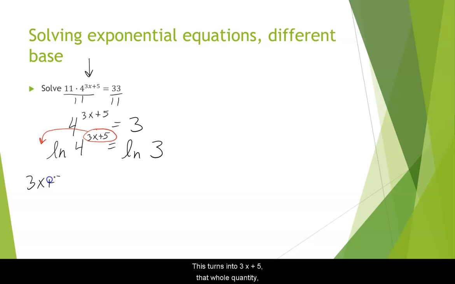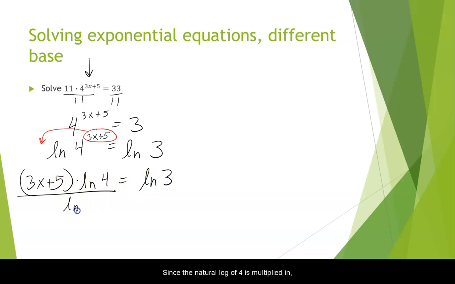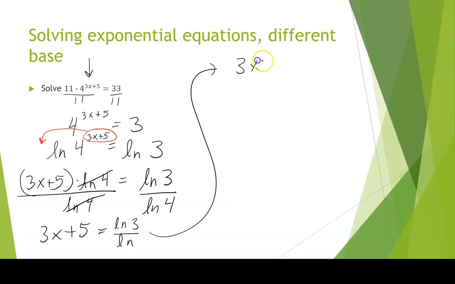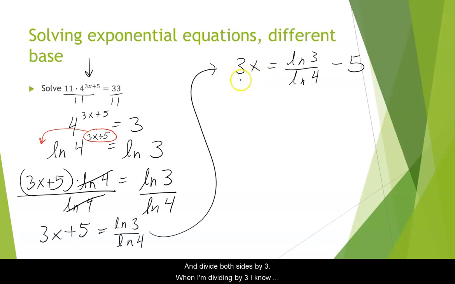This turns into 3x plus 5, that whole quantity, times the natural log of 4 equals the natural log of 3. Since the natural log of 4 is multiplied in, that's just a number. I'm going to divide it out. 3x plus 5 equals this ugly thing. And then solve the equation from there. Subtract 5 on both sides. 3x equals natural log of 3 divided by natural log of 4 minus 5. And divide both sides by 3.